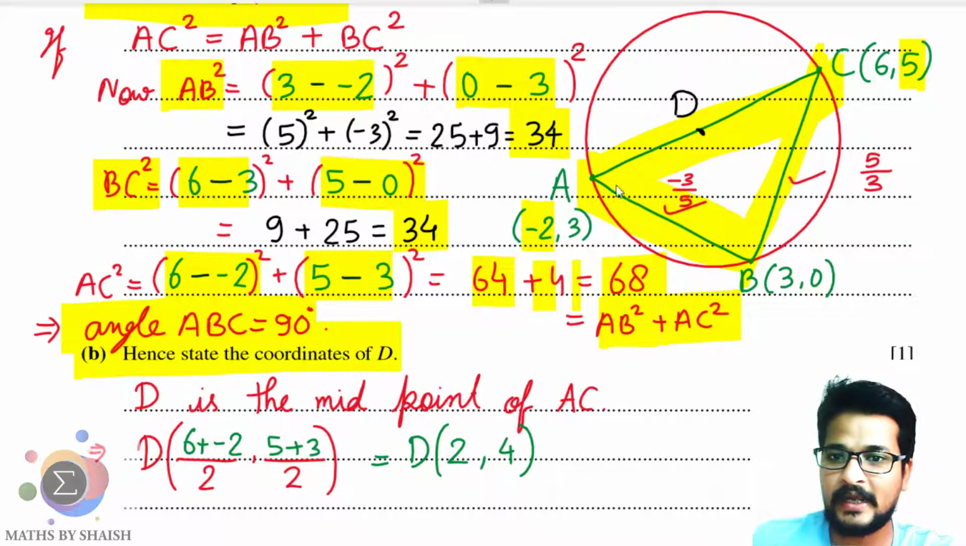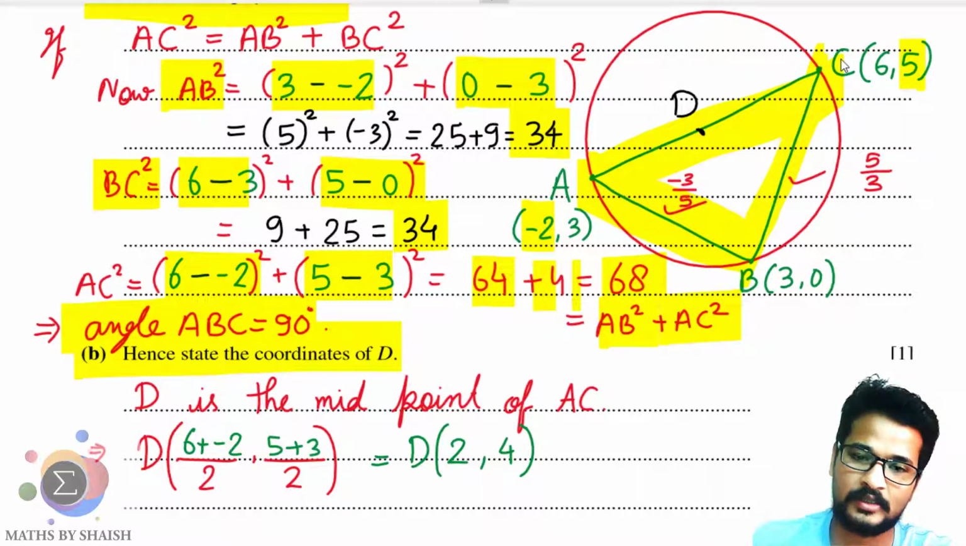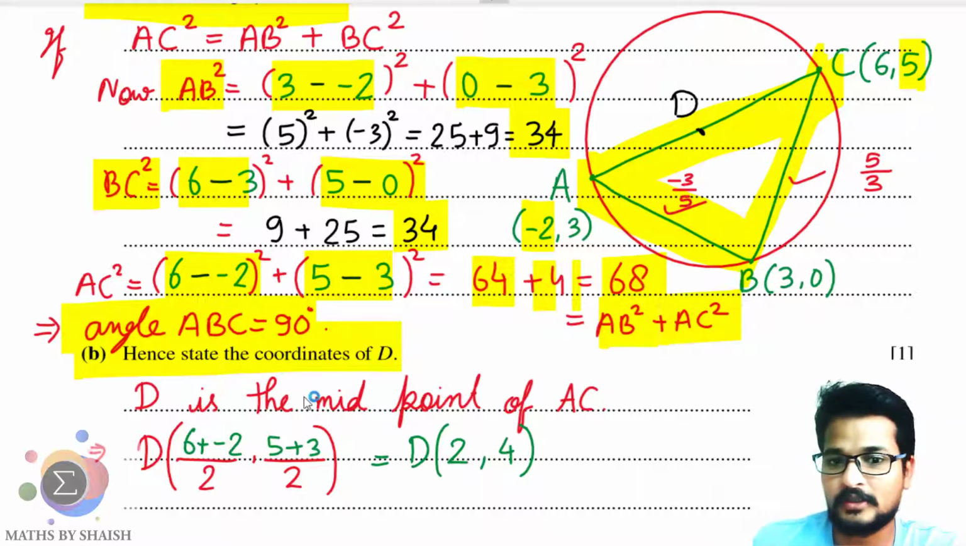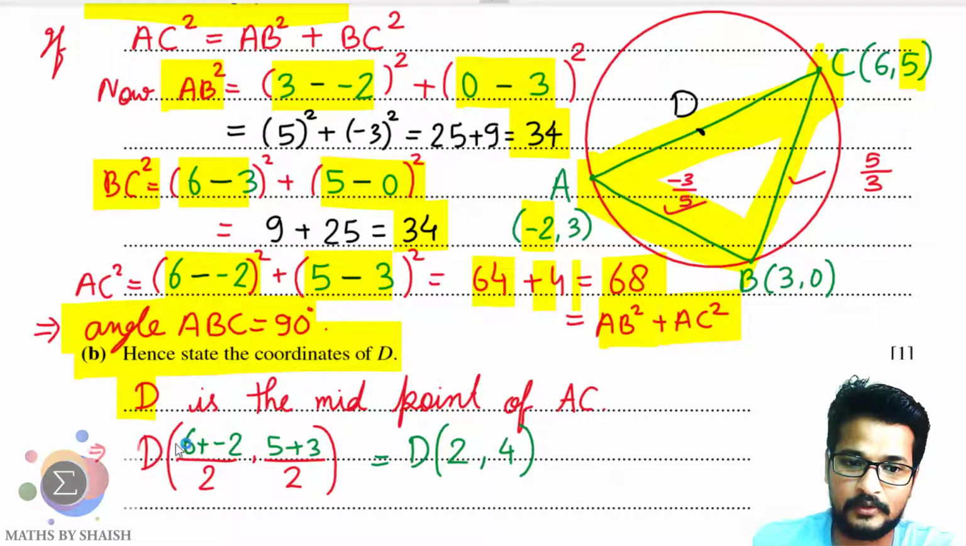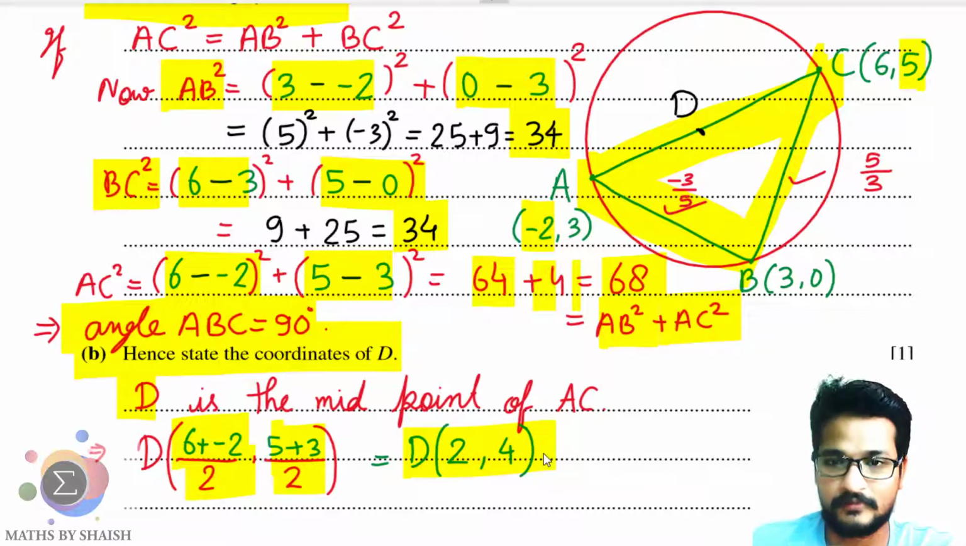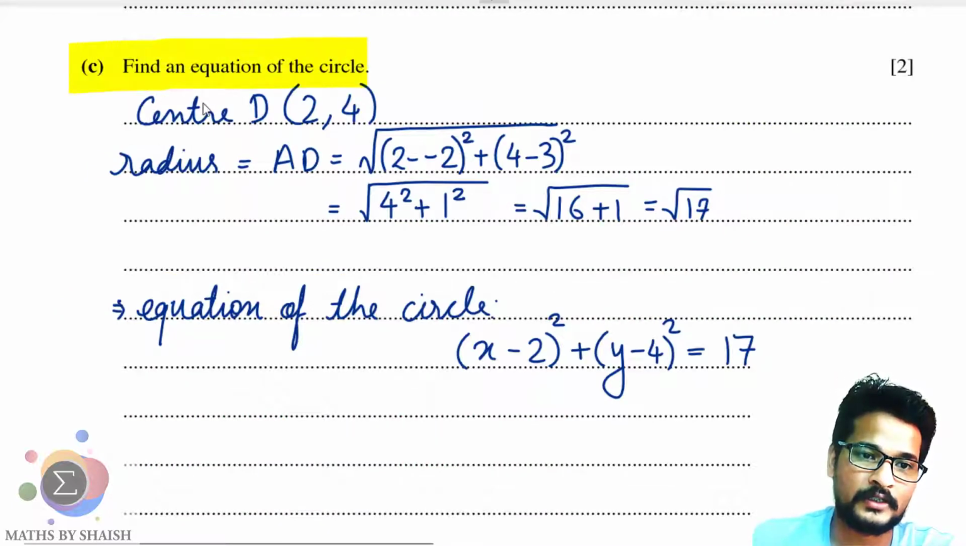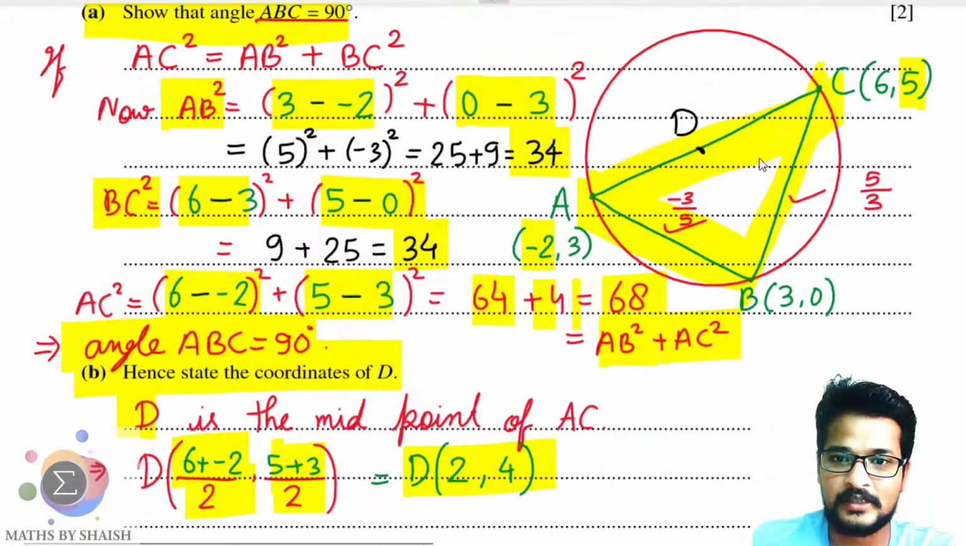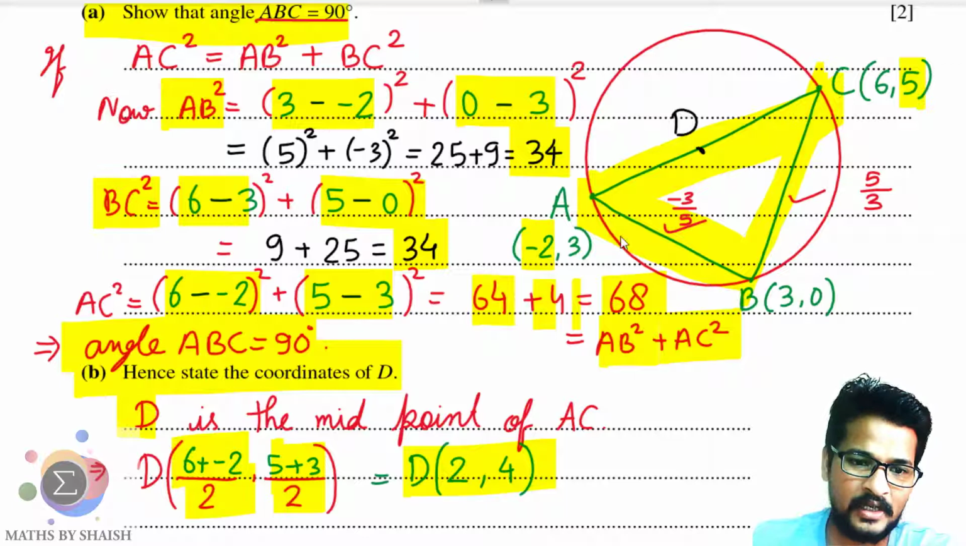So once we have angle ABC as 90 degrees, we know that AC has to be a diameter, and the center is the midpoint of the diameter. So D is the midpoint of AC. We have all the coordinates. We simply find the midpoint, and that is going to be D = (2, 4). In the next part, find an equation of the circle. We have the center (2, 4). Radius is AD. We have D coordinates, and we have A coordinates. We can choose any other points like B and C, but it's fine.